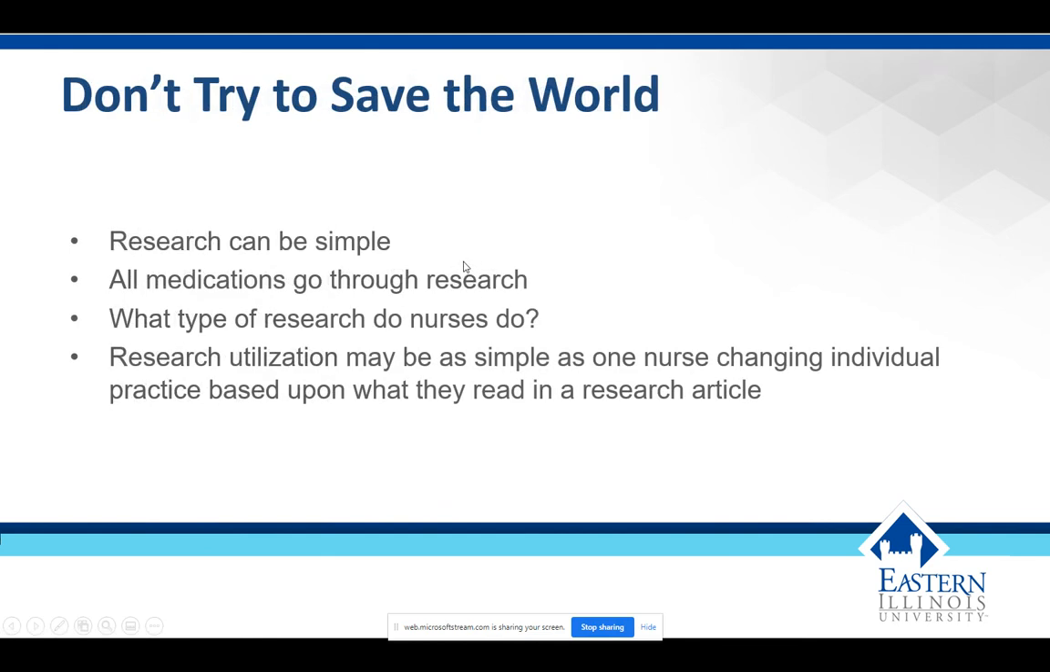Again, I talked about this a little bit. Don't try to save the world. Research can be so simple. It should really be focused on what you're doing as a nurse, so relate it to where you're working. All medications go through research. Research is all around us, but that's really not something that nurses research, right? That's something the medication companies research. Nurses don't really prescribe medications. We give them. So if you want to do research around medications, it would have to be something within the realm of nursing. But what type of research do nurses do?